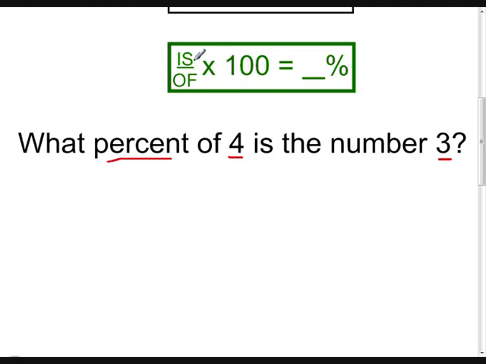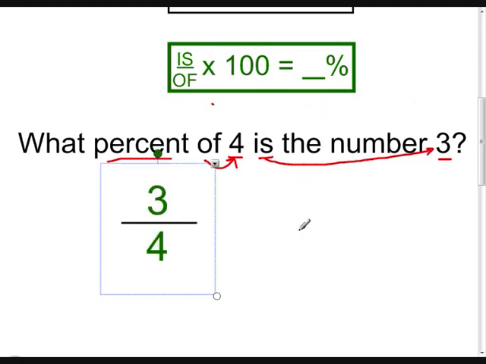The word is always going to be associated with some kind of number. In this case, is referring to the number 3. The word of is referring to the number 4. So what you do is you take whatever number these words are talking about and you put them into a fraction. So in this case, you've got the number 3 over the number 4, is on top of, and that gives you 3/4. And now we've got your percentage.